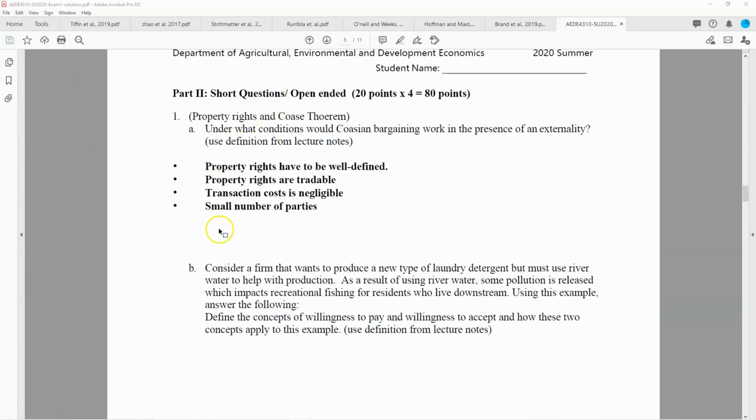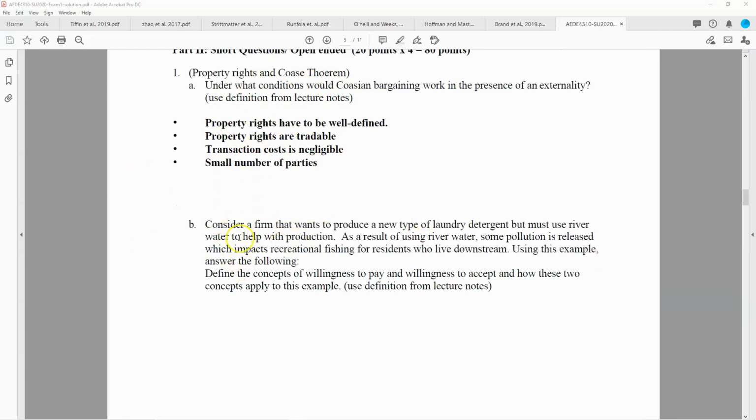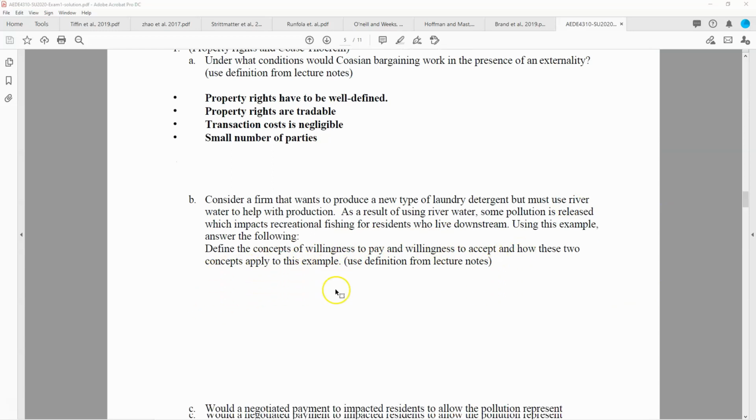And then we move to the short answers. First, we need to list the conditions for the Coase theorem, which is exactly the same as we did in assignment 1. And question B, a firm would produce some pollution to the water and it would affect the well-being of the residents who live downstream. Use this example to answer the following questions: the concept of willingness to pay and willingness to accept, and how these two concepts apply to this example.